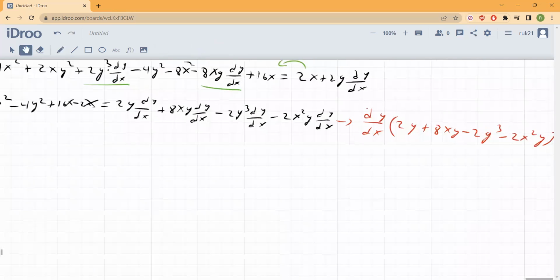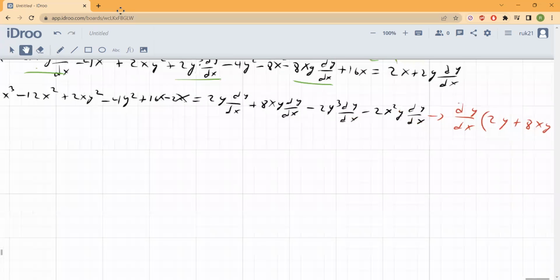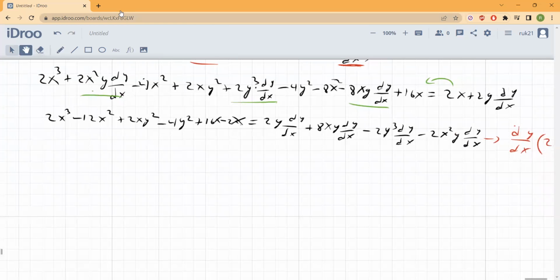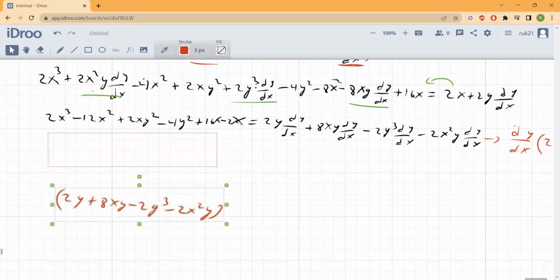Okay, then what we're going to be able to do is take this and just put it under what we have on the left side to isolate for dy dx. So what I'm going to do is I'm going to control C. I'm going to move it over here. Then I'm going to control V. Perfect. So I'm going to put it right here.